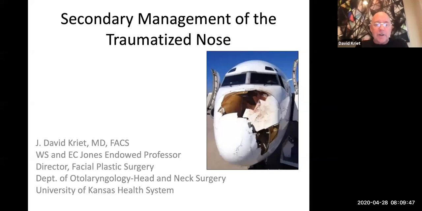To talk a little bit about secondary management of the traumatized nose. Most of us are familiar with treating acute nasal injuries, often with a closed reduction or something along those lines. But this is really more specifically talking about what happens with those patients that either couldn't be treated initially or came to us after the fact.